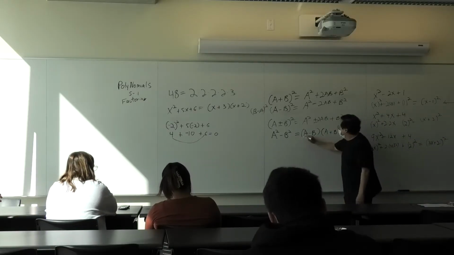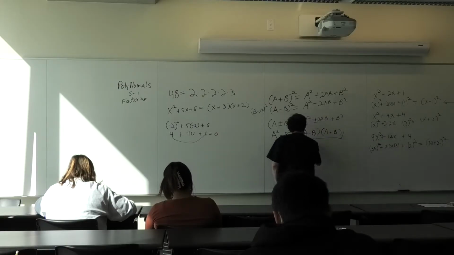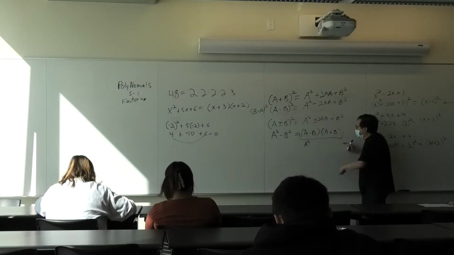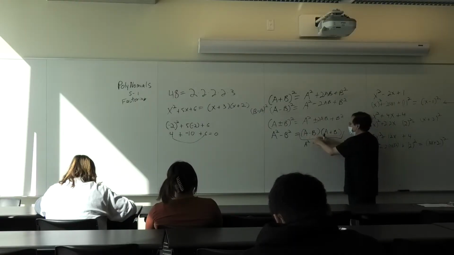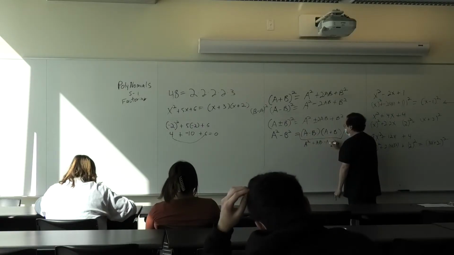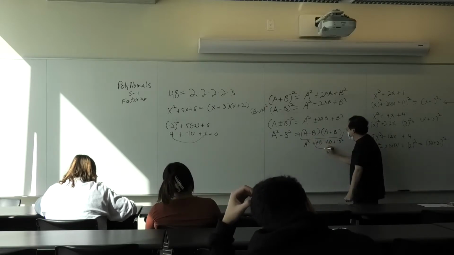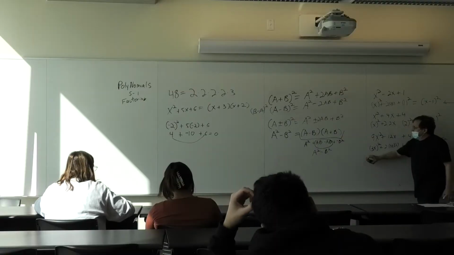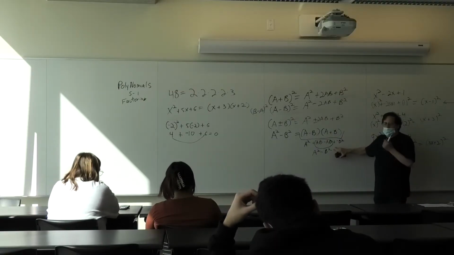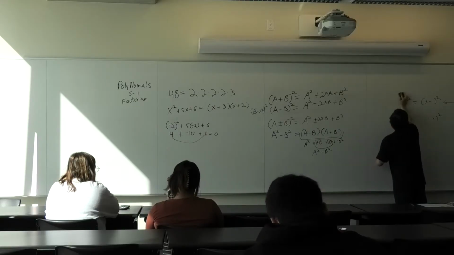Let's use FOIL on this and see why we get this. Our firsts are a times a, or a squared. Our outer is ab. Our inner, where we get this negative, is negative ab. And then we have our lasts, which is negative b squared. Well, the ab's cancel. So we just have a squared minus b squared. Just like this pattern, this is really important in math, and we're going to see it over and over again. Let's just look at a couple examples.